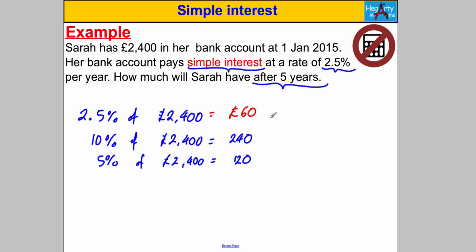So she's getting £60 every year. Let's state how much she's got at the end of 5 years. So at the end of 5 years, Sarah's got her original amount, which is £2,400, and she's got 5 lots of £60. 5 lots of 60 are 300. Add on her original 2,400. Sarah's going to have £2,700 at the end of 5 years.